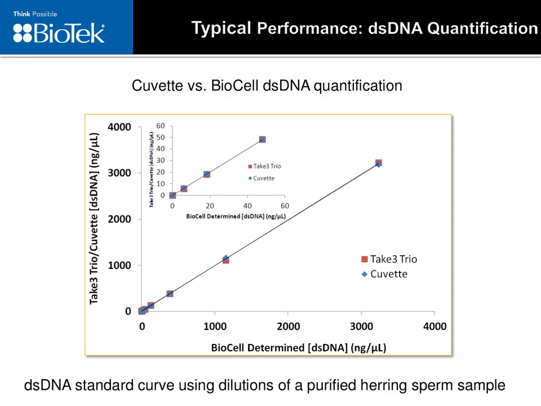Here's an example of the typical performance that can be expected when performing DNA measurements using a cuvette and a BioCell with a Take3 plate. You'll notice equivalent performance between the two vessels down to low nanogram per microliter concentrations. Again, these are fixed 1 centimeter vessels. The main difference is the standard cuvette must be capped or sealed and laid on its side to gain that horizontal path length, versus the vertical path length of the BioCell with the opening on the top.